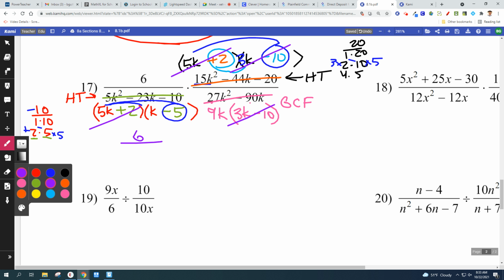If you do a rewrite, you can do a rewrite here, but I've got one more thing that cancels. You've got a 6 on the top, that's all that's left. And on the bottom, you've got a 9k and a k minus 5. Technically, there's one more thing that gets canceled. The 6 and the 9 can reduce. Both of those numbers are divisible by 3.